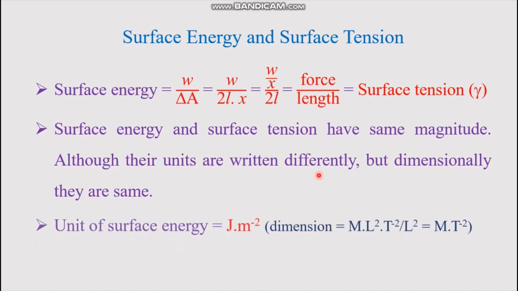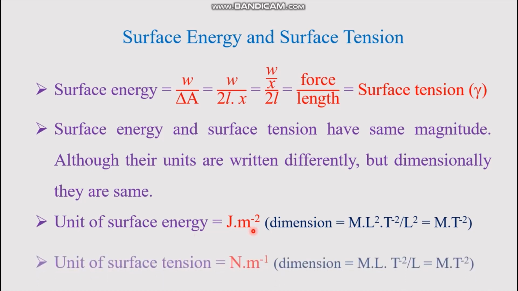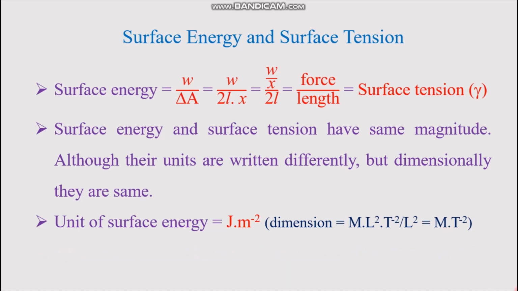How are the units written differently? Look, the unit of surface energy is joule per meter square, isn't it? And the unit of surface tension is Newton per meter. That means energy by surface area and force by length. So it's okay, but look at the dimensional calculation. Joule means energy, so energy means mass into length square divided by time squared. Suppose 1 joule is kg meter square per second squared. Now it is divided by meter squared, that means length squared. So what is left? M by T square, that is kg per second square.